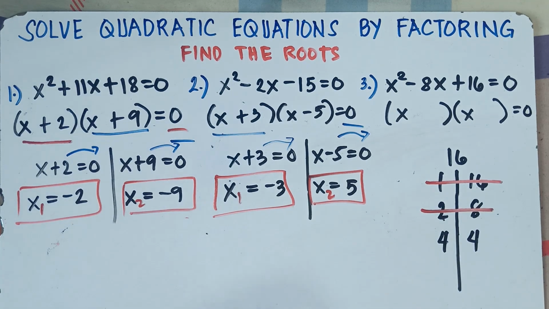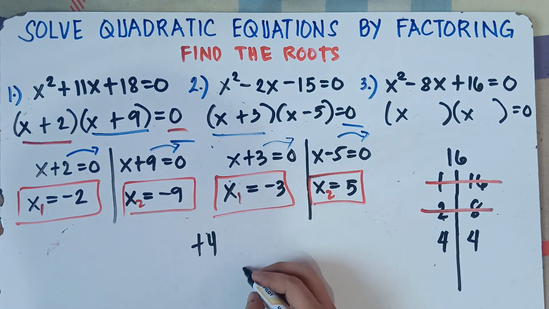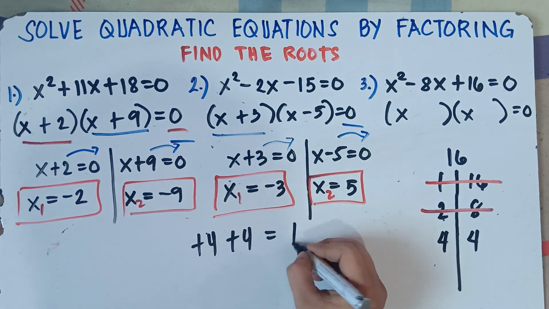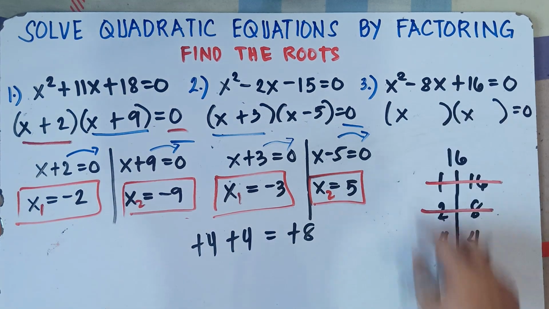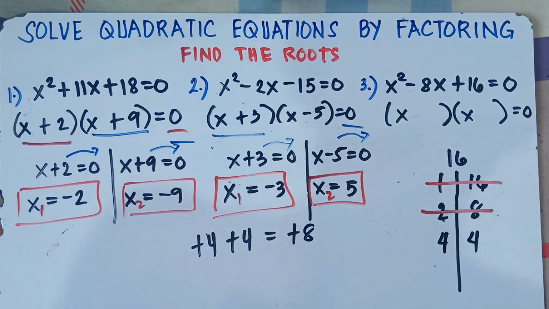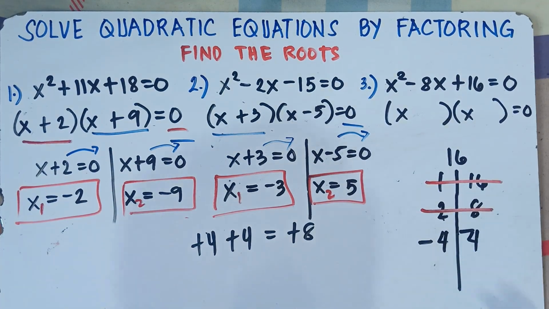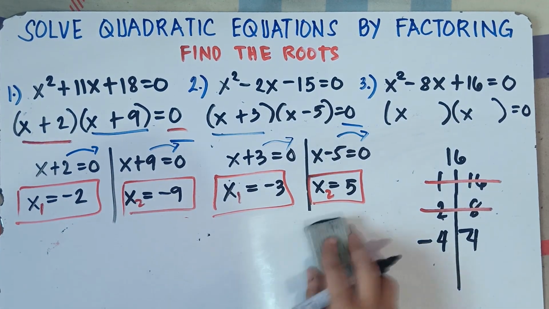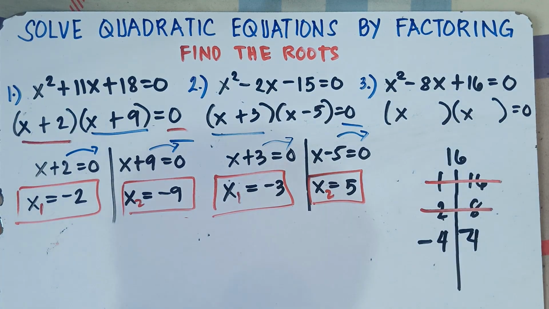How about 4 and 4, class? If we combine positive 4 and positive 4, do we get negative 8? Nope. Positive 4 combined with positive 4, that would be positive 8. Now, since this is negative 8, can we try negative 4 and then negative 4, class? How about negative 4 and negative 4? Do we get negative 8?